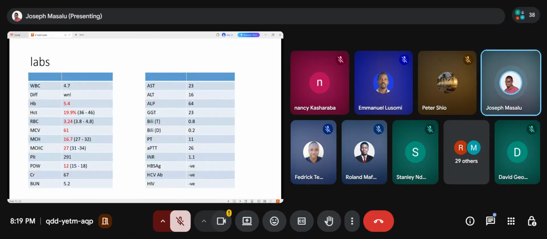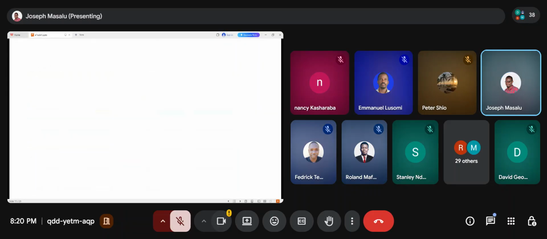CBC: she had a normal white count with a normal differential. She had a severe anemia of 5.4, hematocrit of 19.9, RBC was 3.24, MCV low at 61, MCHC also low, platelets normal at 291, PDW 12 low. Creatinine and BUN were normal, liver enzymes were normal, bleeding indices were normal, and triple serology was negative.